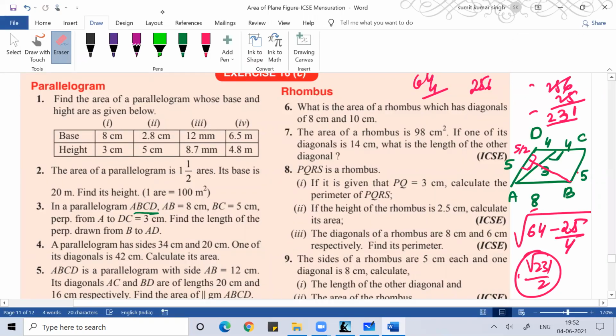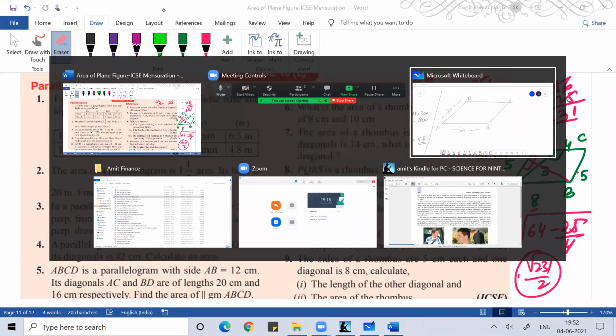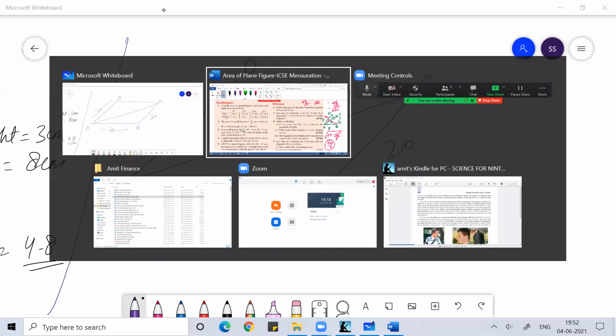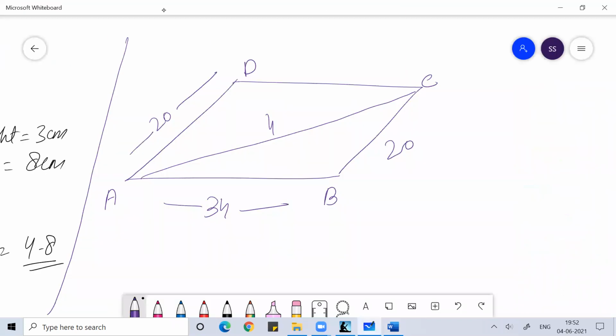So 672 centimeter square. One minute. This is 20, and the diagonal is how much? 42. So how did you find the area, Dhoni? First I did Heron's formula, root of S into S minus A, S minus B, and S minus C. Very good. After that, the diagonal divides it into two congruent triangles, so it'll be 2 into 336, 672.